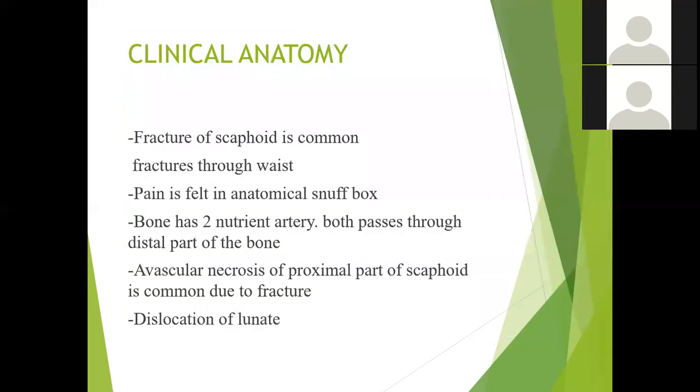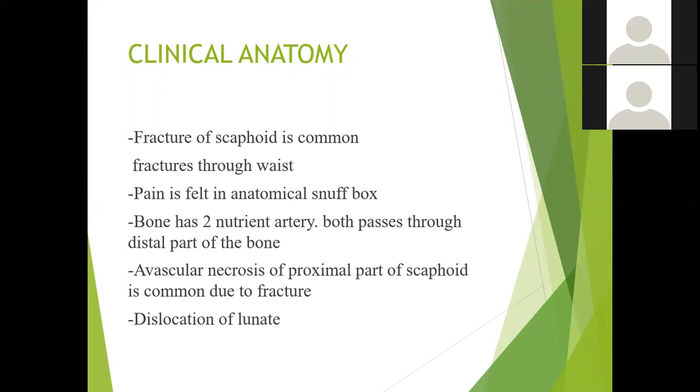So now we are coming for clinical anatomy. The clinical anatomy about carpal bones is very important. We can talk about two important carpal bones, that is scaphoid and lunate. Scaphoid has more clinical importance here.